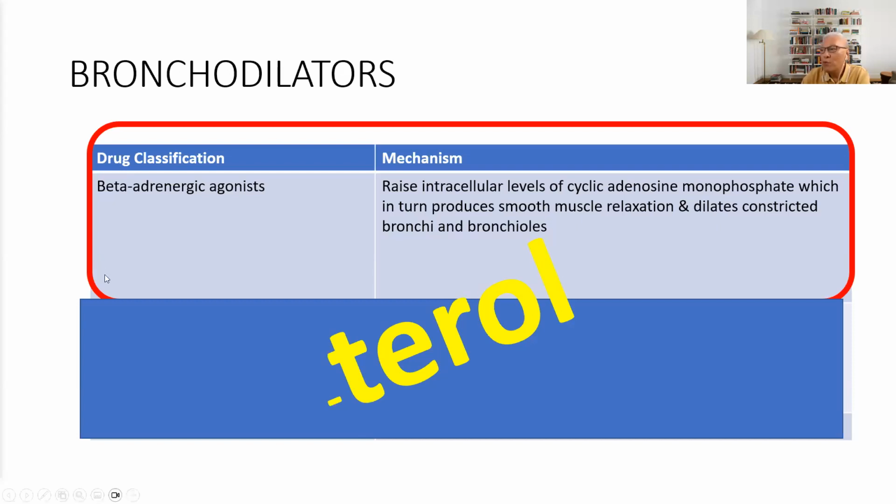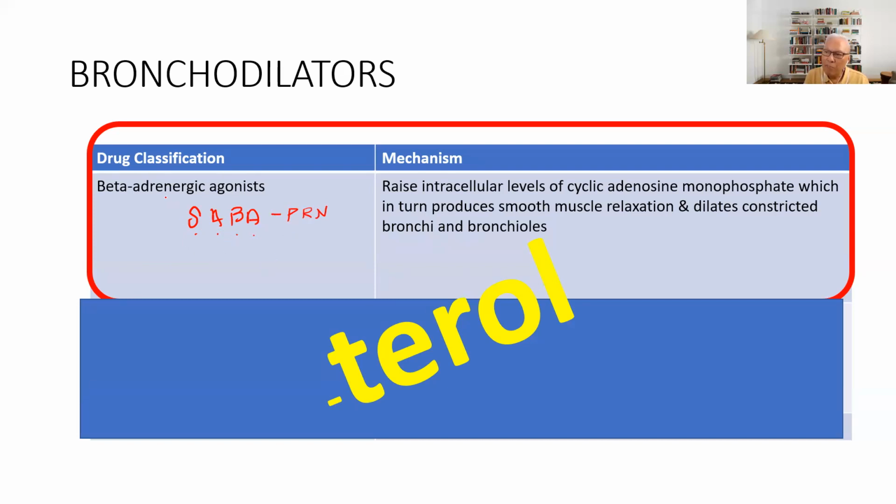Okay, so when we talk about beta agonists, there are two forms or categories of this medication. They are either short-acting or long-acting. And short-acting beta agonists are known as SABAs, and it stands for short-acting beta agonists. These are used as a rescue medication, and therefore it is a PRN medication. It is used on an as-needed basis to control the symptoms of asthma.